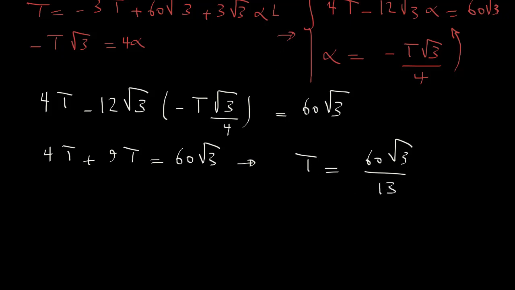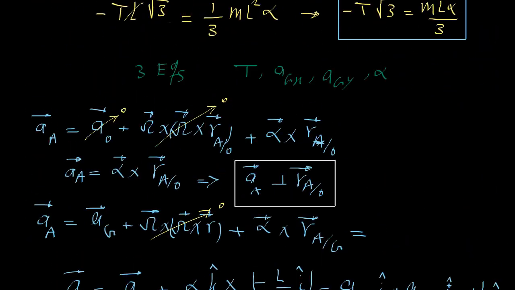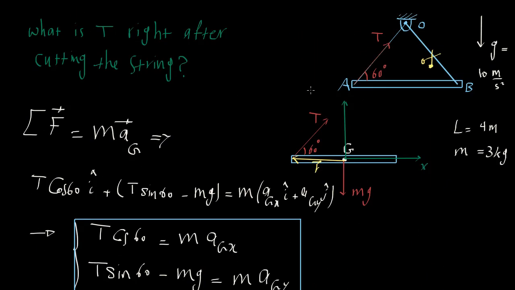So hopefully we didn't make a mistake in this calculation, but basically you get the idea. The key here was to write down the acceleration of point A based on point O, and also the acceleration of point A based on point G, based on the equations that we had to relate the acceleration of 2 points on rigid bodies.